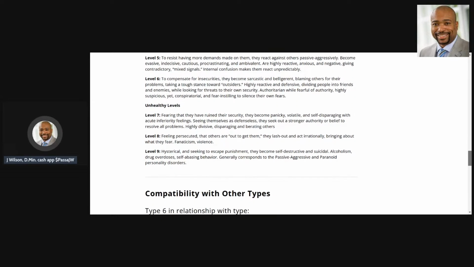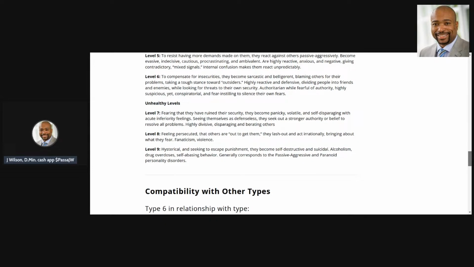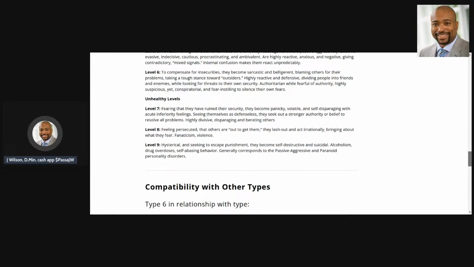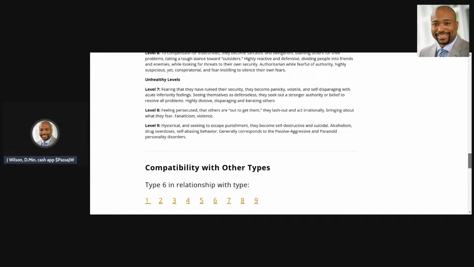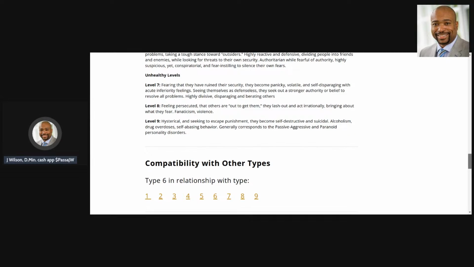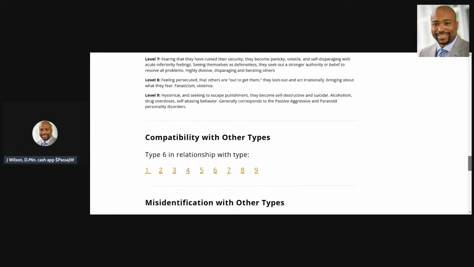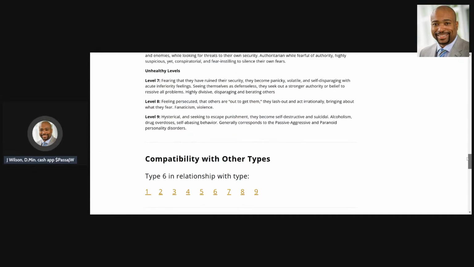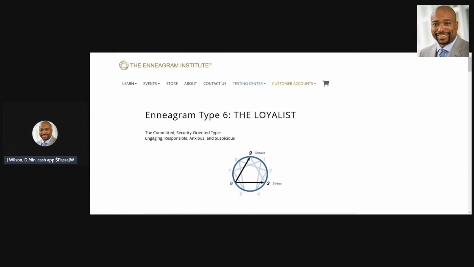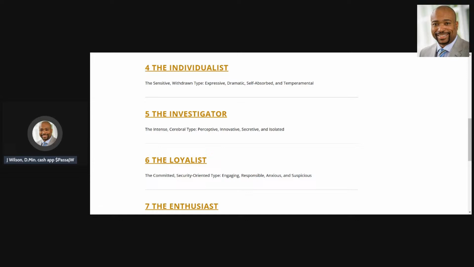Unhealthy, fearing that they have ruined their security, they become panicky, volatile, and self-disparaging, with acute inferiority feelings. Feeling persecuted, that others are out to get them, they lash out and act irrationally, bringing about what they fear: fanaticism, violence. Hysterical and seeking to escape punishment, they become self-destructive. So this is the best and the worst of the loyalist. Hope this is helping somebody.